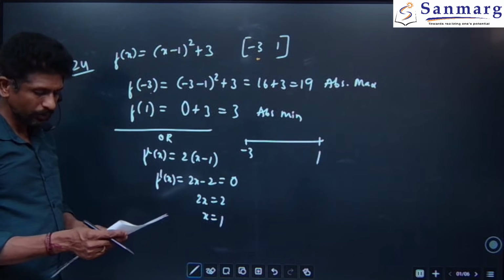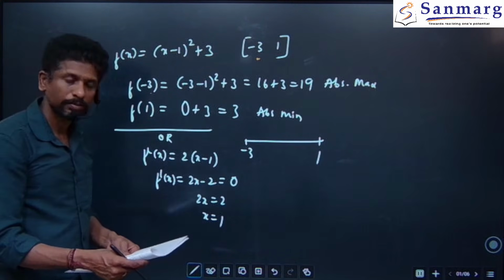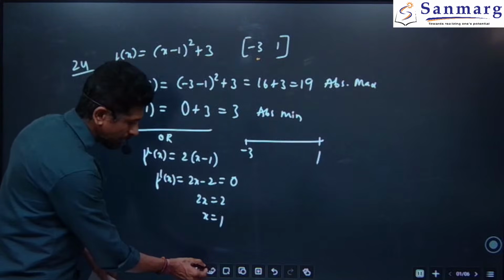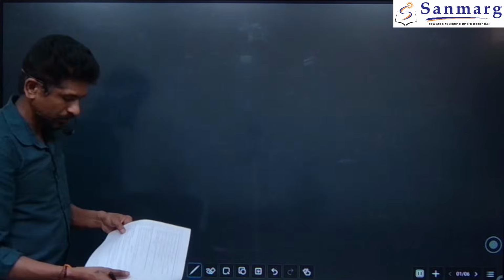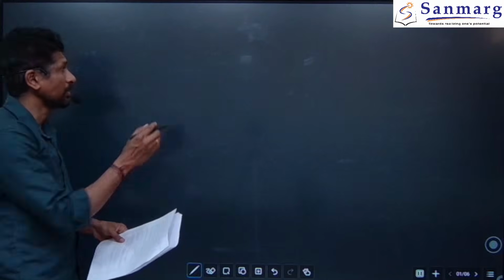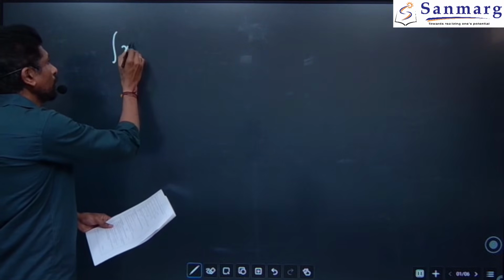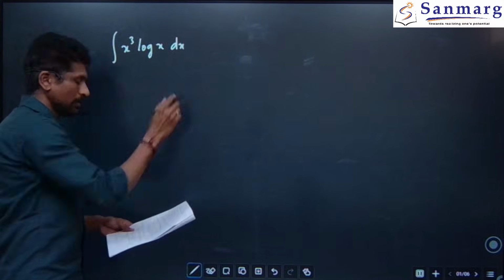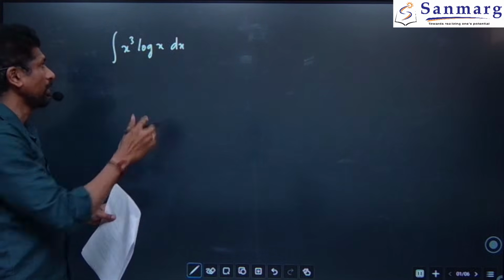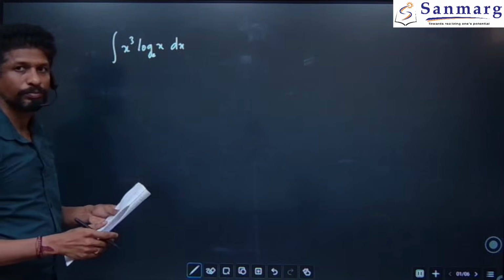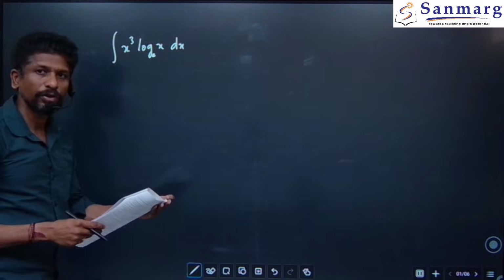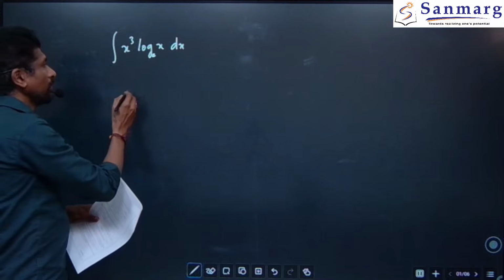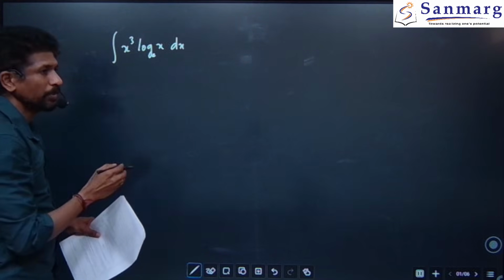In the integration concept, you know the integration by parts method. In the integration by parts method, what happens? The two functions are multiplying with each other. So here the integration of x cube into log x is given, x cube into log x to the base e. E means natural logarithm. If it is base 10, that is a common logarithm. To the base e they are given. So here two functions are multiplying with each other.